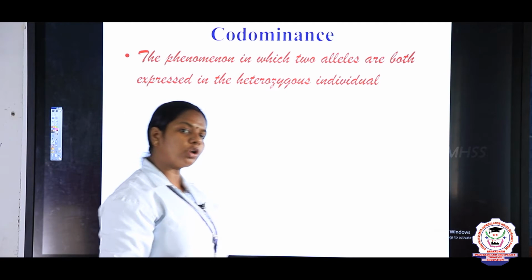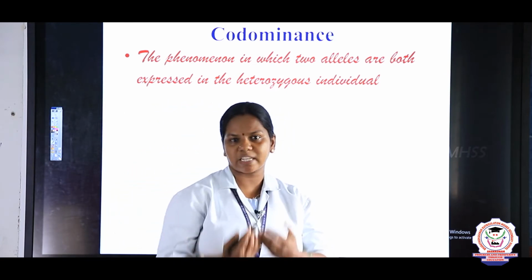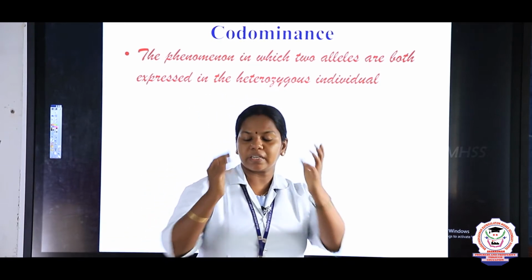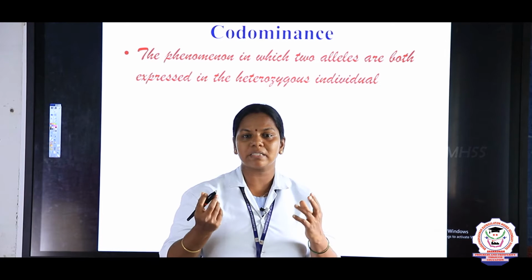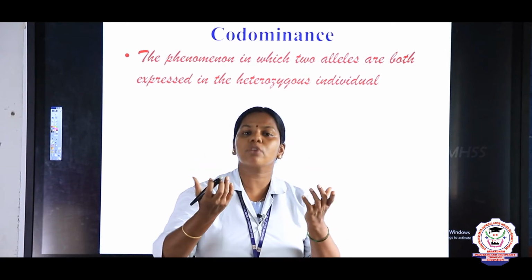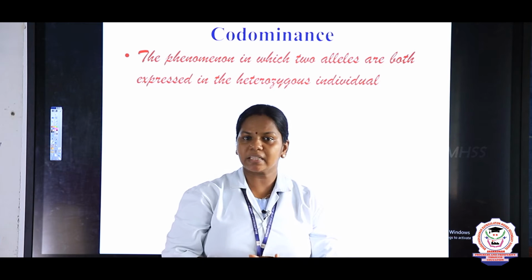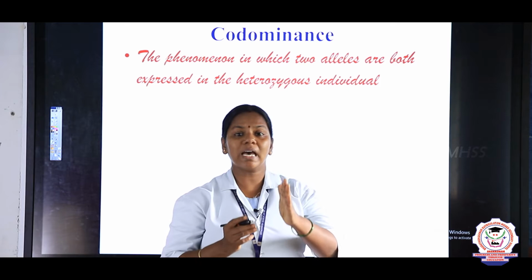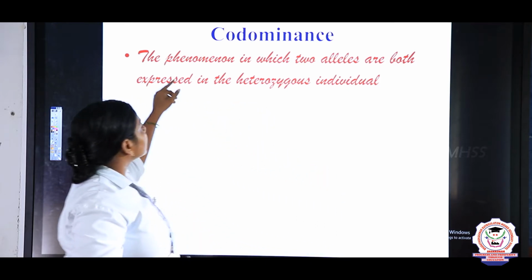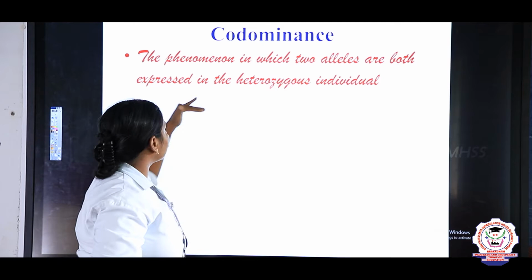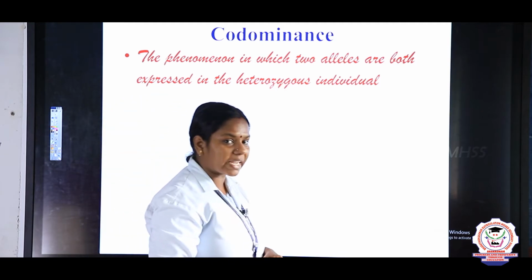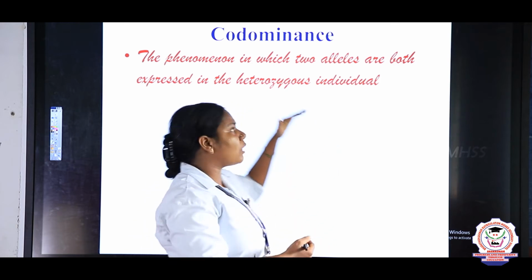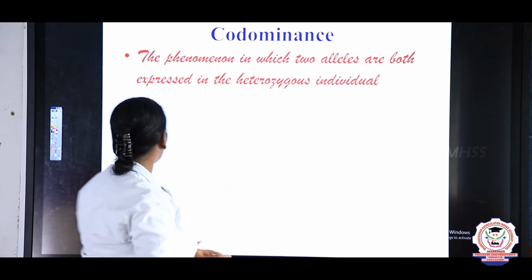So, what do you mean by codominant, children? Dominant means which is expressed, we call it a dominant. So, if we take for example two plants with dominant characters, and the characters of both the plants are expressed together, we say it is codominant, right? It is the phenomenon in which two alleles are both expressed in the heterozygous individual, so both are expressed in the next generation. Now let us see some examples of the codominants.